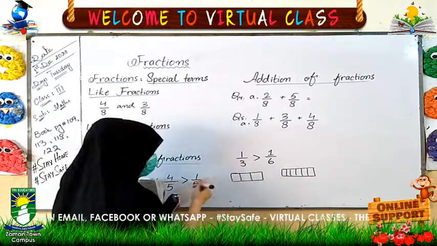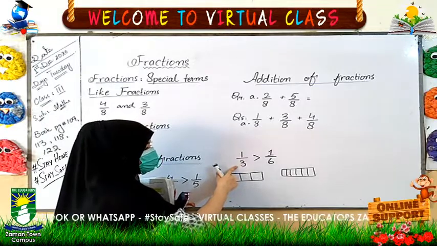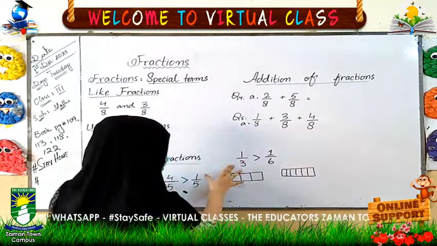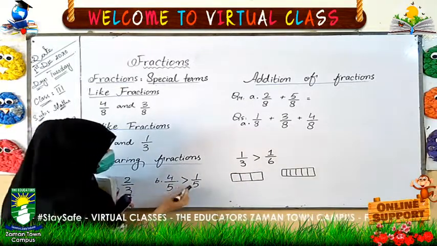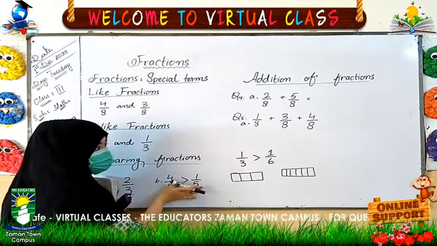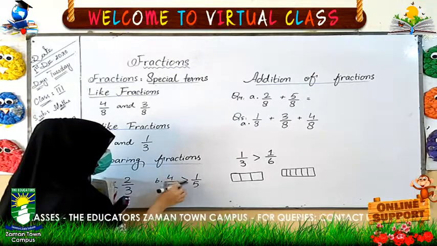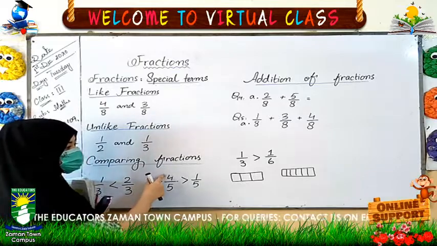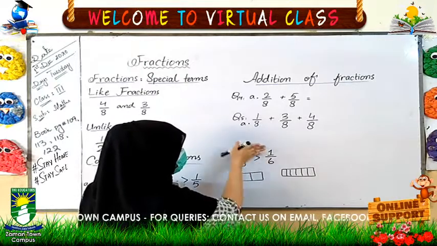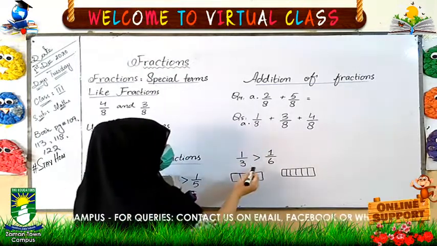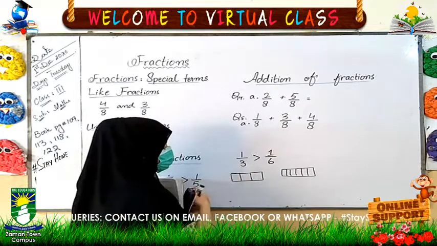In unlike fractions, the smaller the denominator, the greater the fraction. It is just the opposite of like fractions. In like fractions, the denominators are the same and we just look at the numerator. When the numerator is greater, we put the open side towards the greater numerator. Now look here, here we have the same numerator. So in unlike fractions, the smaller the denominator, the greater the value.